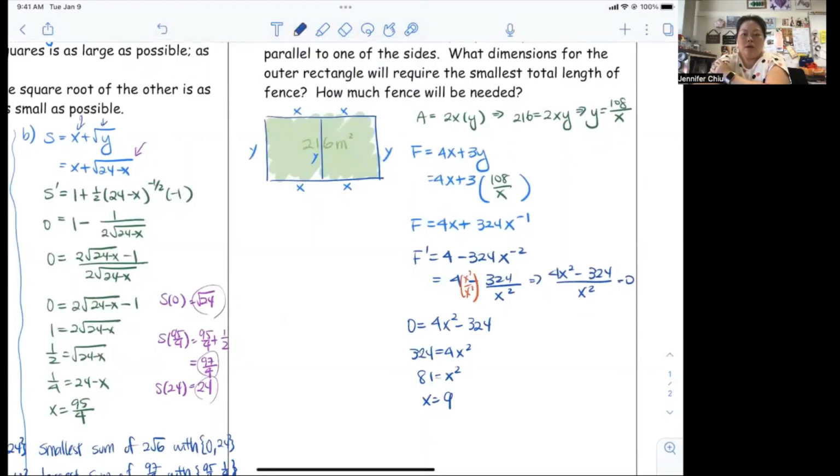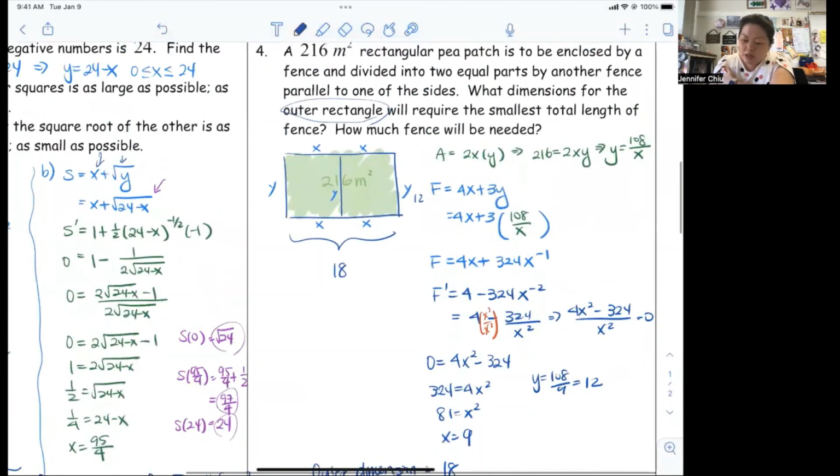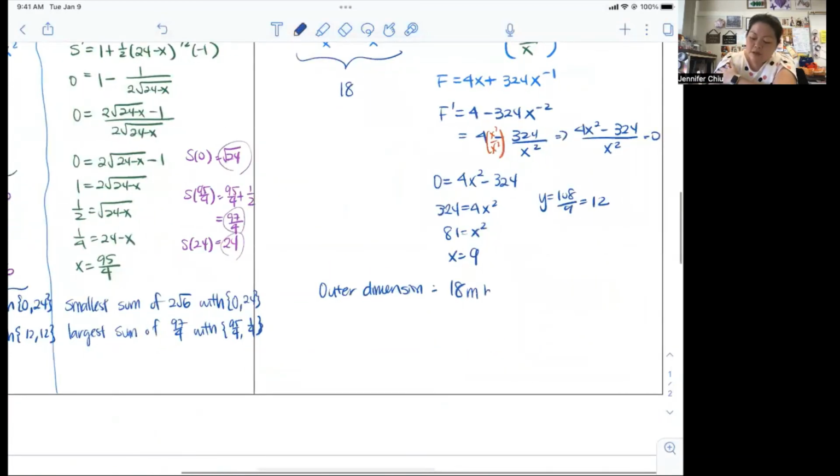So now, if X is 9, what is Y? Y is 108 divided by 9, Y is 12. But it says what dimension for the outer rectangle. So the outer rectangle is 2 of the X's, so that's 18, and the Y is 12. So the outer dimension is 18 meters by 12 meters, right?